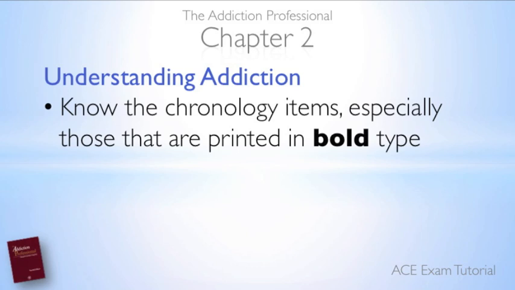For example, know about the Washingtonians, know about the 18th Amendment, know about Narcotics Anonymous, know about the Hughes Act. Again, know everything that is bolded in this chapter. And then also, on the last page of the chapter, under a few facts, that starts with, according to the U.S. Assistant Secretary for Health, know everything in that paragraph.